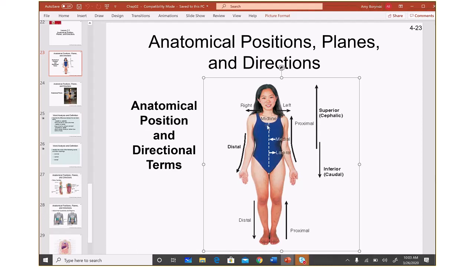Then we're going to look at medial versus lateral. On this lady, you should see a little white line right down her center, which tells you that's the dead center of this woman. Medial is pointing towards that line, and lateral is pointing away from that line. Medial literally means towards the middle, and lateral literally means pertaining to the side or towards the outside.